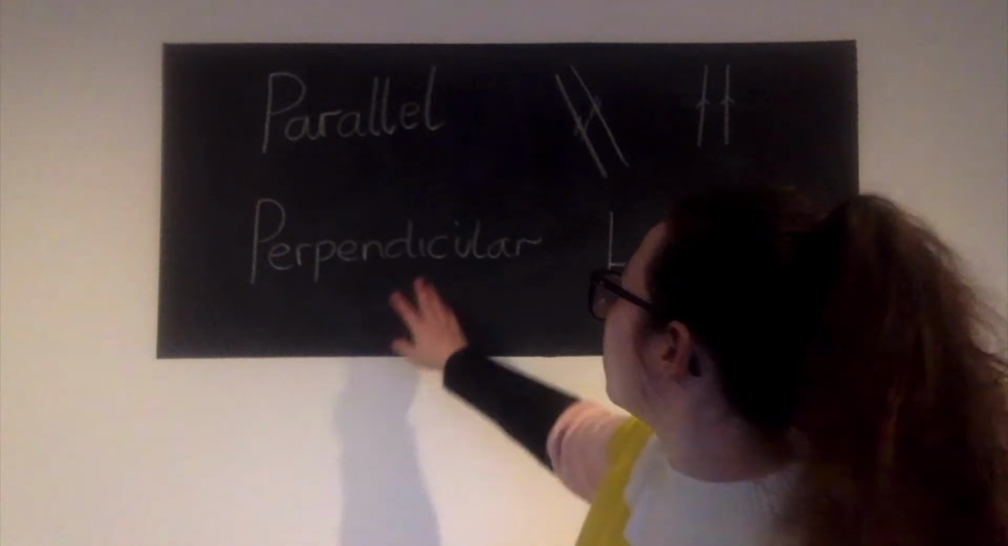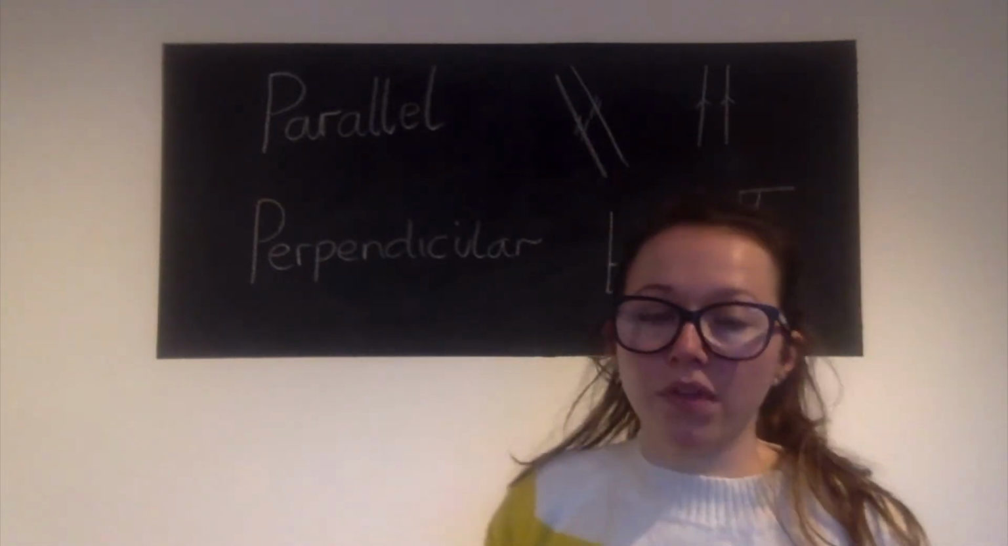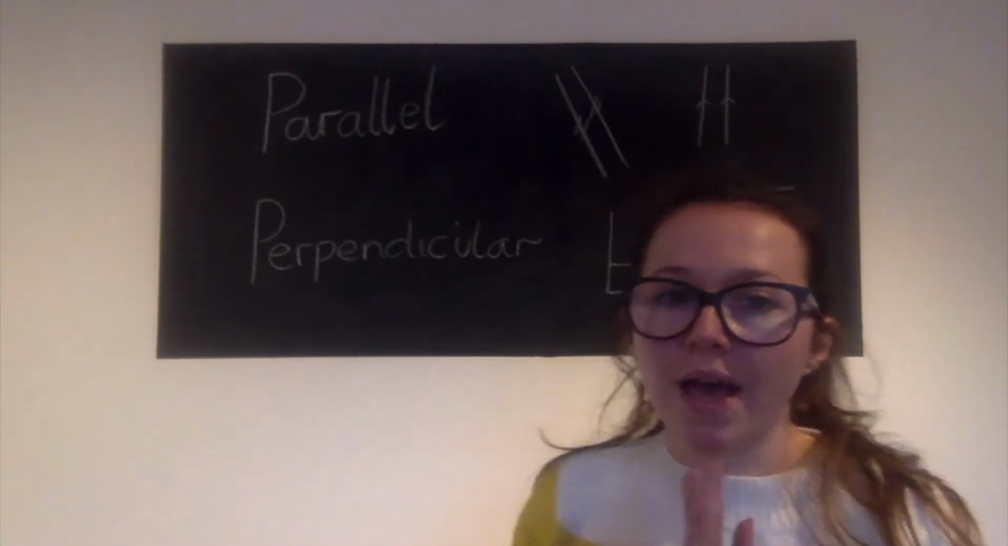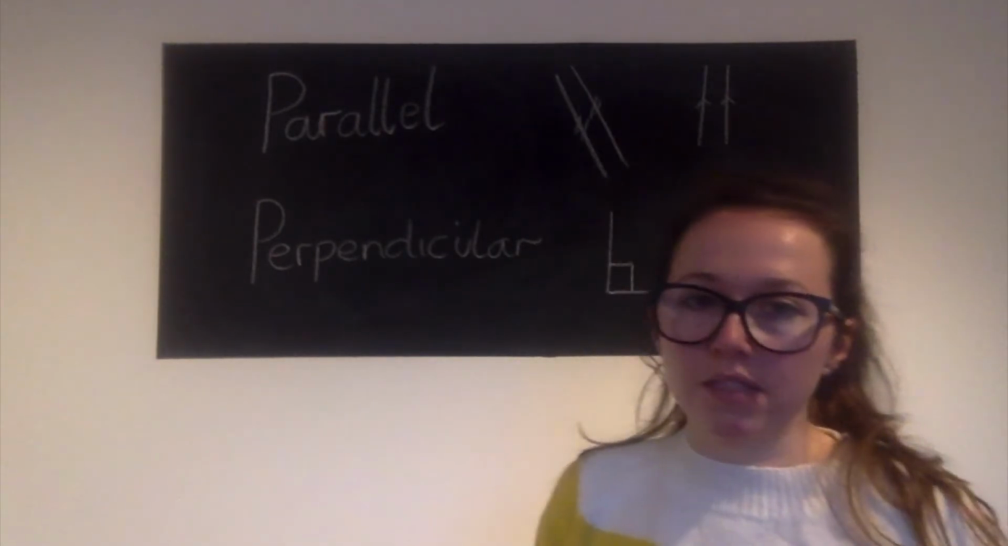Perpendicular is the other word, and we looked at this last week when we were figuring out the height of our triangles. So perpendicular is when two lines meet at a right angle, okay, or 90 degrees.